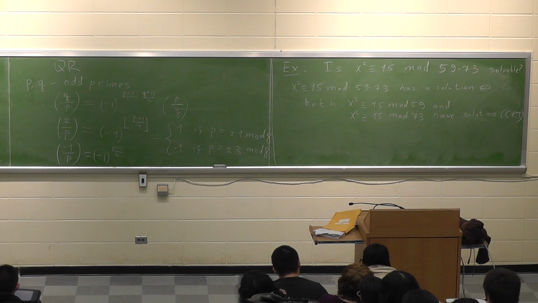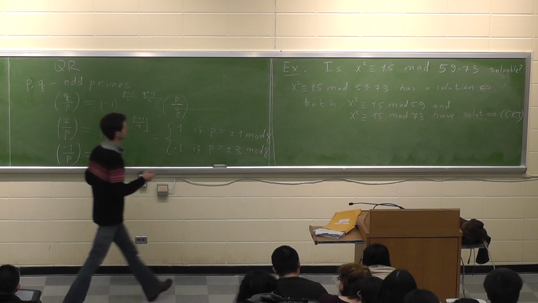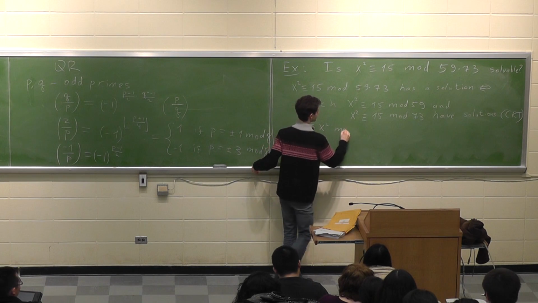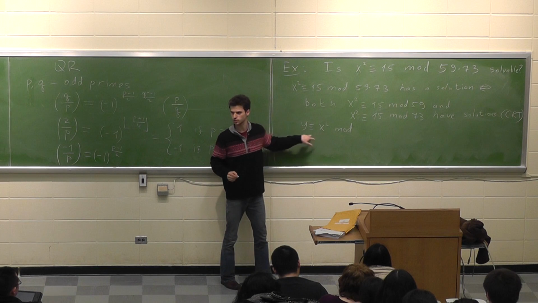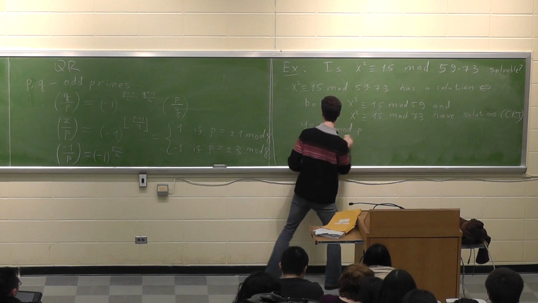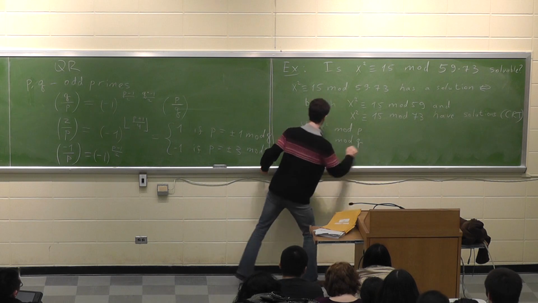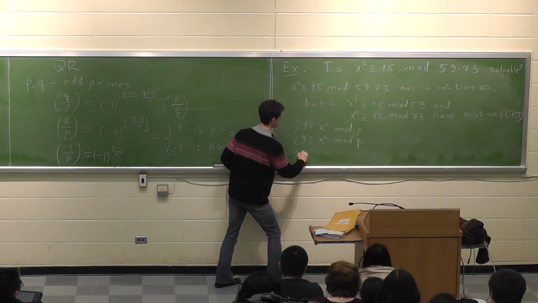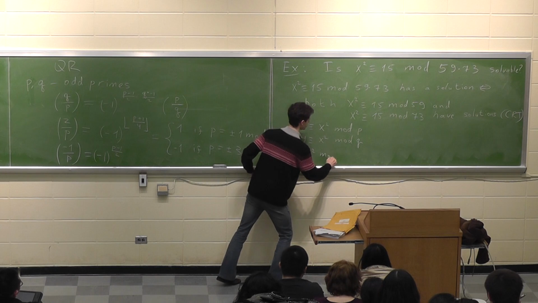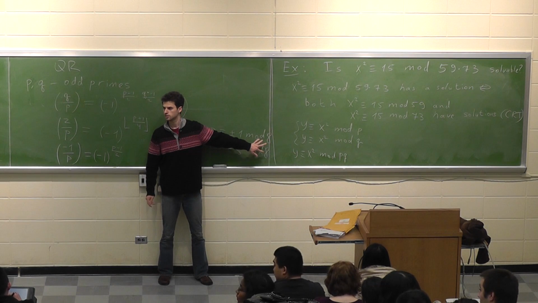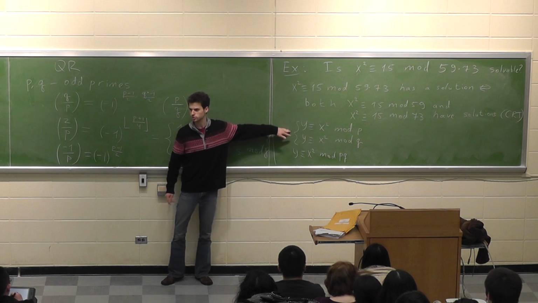No, it will be a square, because if y is congruent to x squared, if you find some number x such that y is congruent to x squared modulo p and y is congruent to x squared modulo q, then this number is still congruent to x squared modulo pq. Is the converse true? The converse is also true, yes.